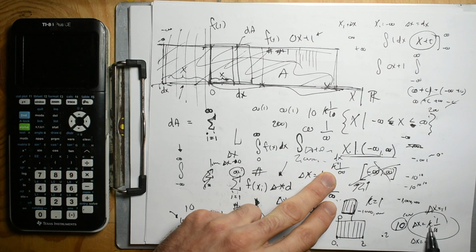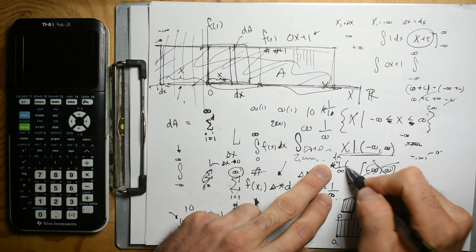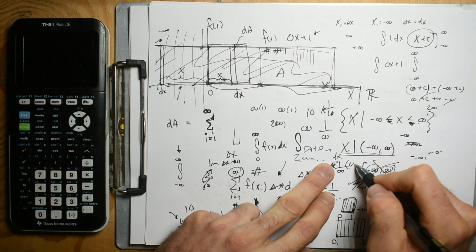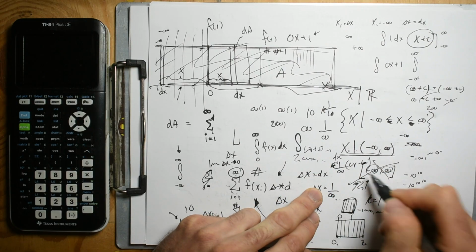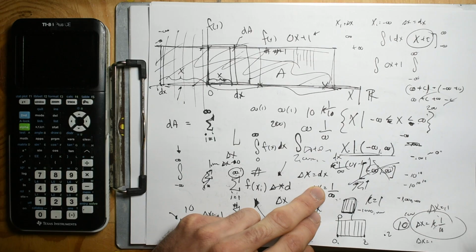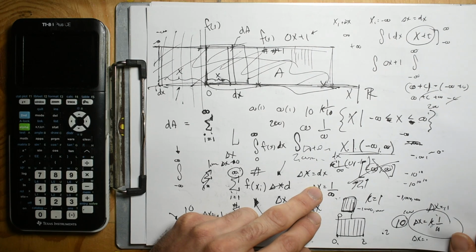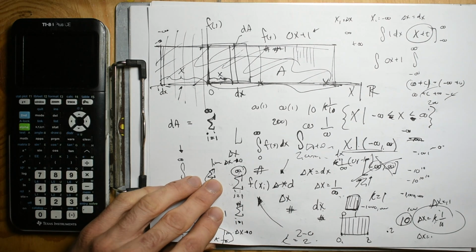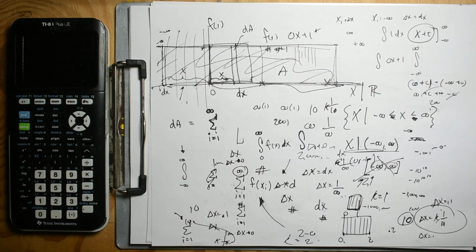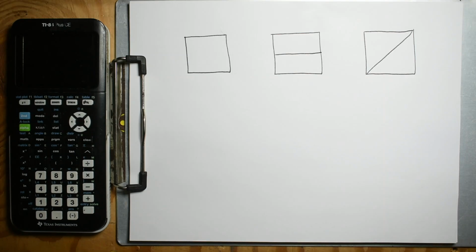Alright, hell yeah. 1 divided by infinity multiplied by the upper limit minus the lower limit. Alright, thanks for joining me on this one. We did good. Booyah.